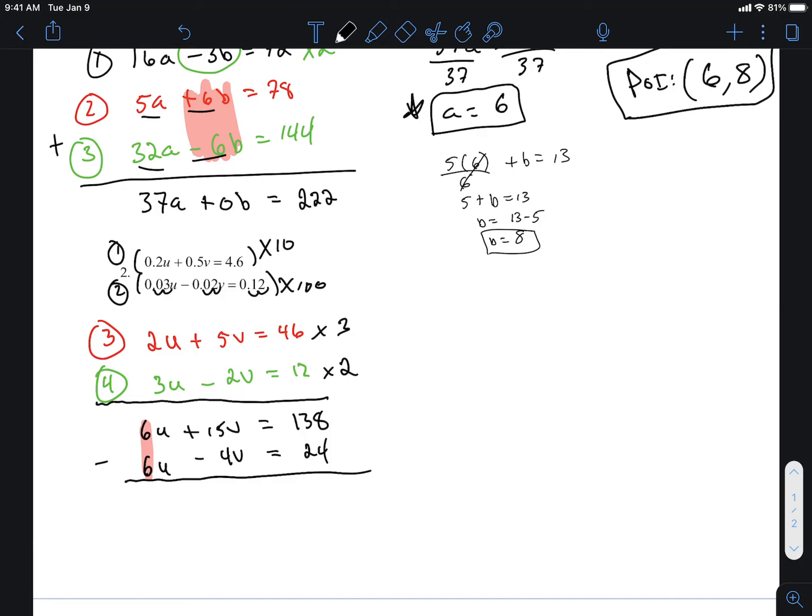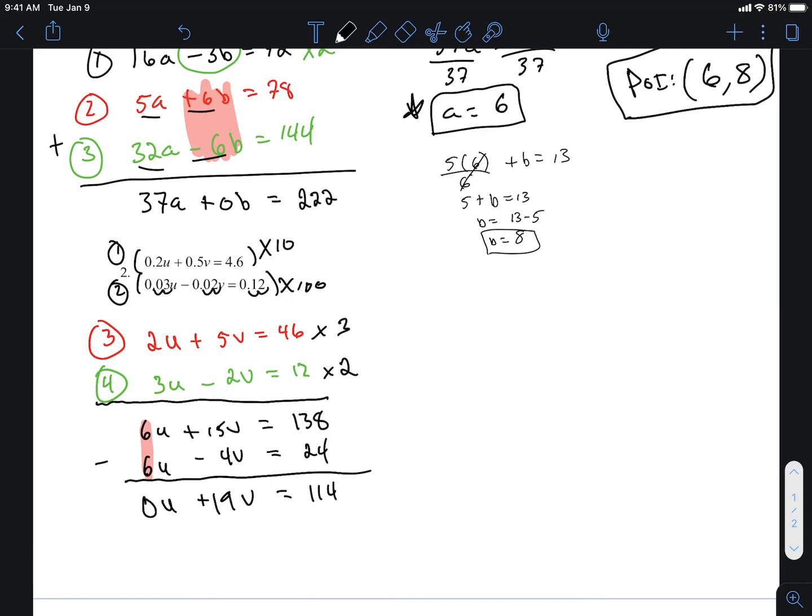So if I subtract these 2 equations, the u's are going to cancel out. 6u minus 6u is 0u. So 0u, 15, okay, here's a little tricky one. 15 minus negative 4, that's 15 plus 4. It's going to be 19v is equal to, what's 138 minus 24? 114, okay? 138 minus 20 would be 118, minus another 4 would be 114. Again, just a little more mental math for you. Just break things down.